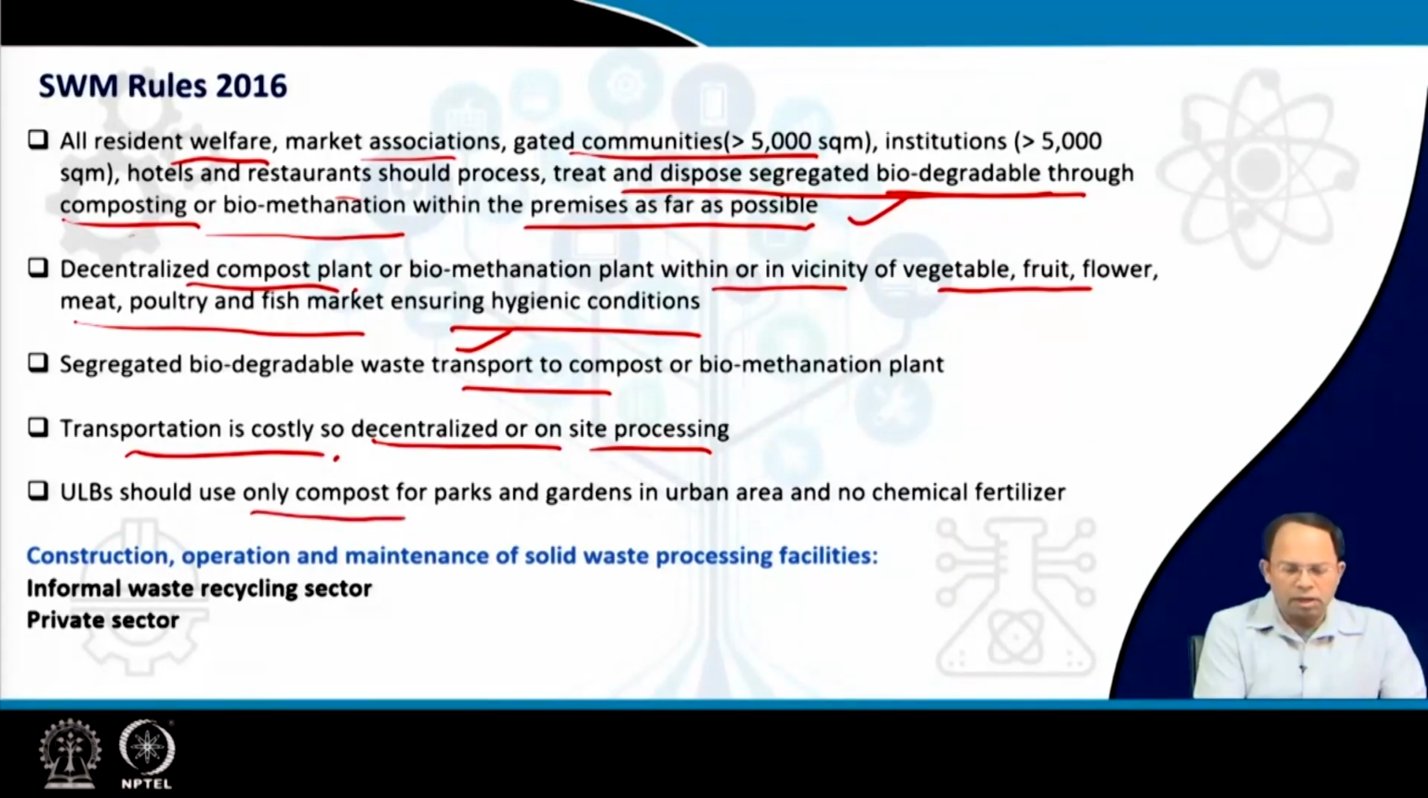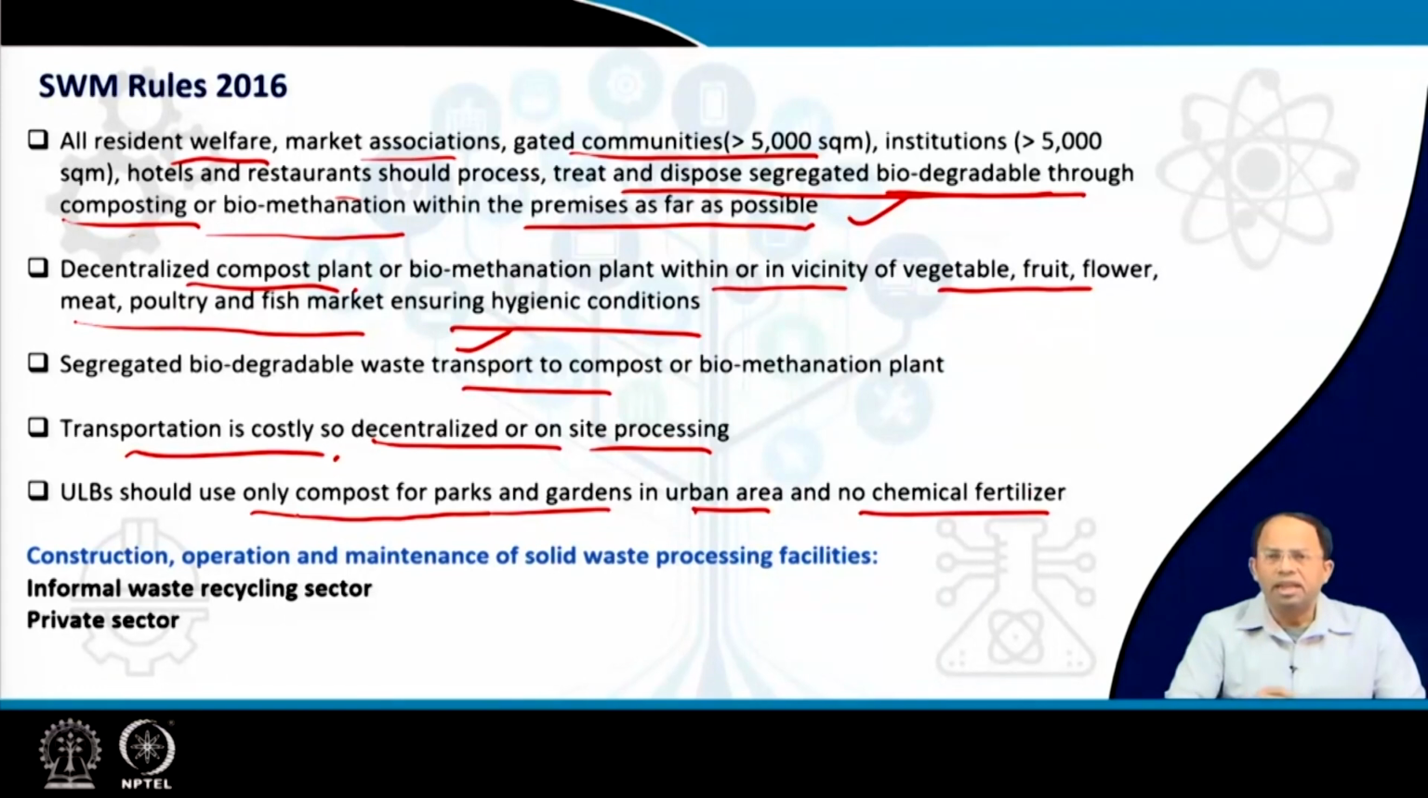ULBs should also use only compost for parks and gardens in urban areas, and no chemical fertilizer should be utilized. So that means within its jurisdiction, whatever parks, gardens and other green areas the ULB maintains, for maintaining or improving soil quality, or what we also call soil conditioning, it should utilize the compost that is produced in the urban area, and no chemical fertilizer should be utilized. So that is to facilitate the use of compost.